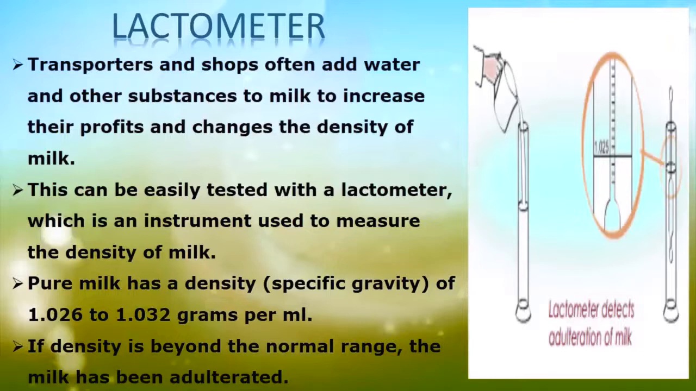Slowly lower the lactometer into the milk and just leave it. It will sink a little and then stop. Now take the lactometer reading just above the surface of the milk. The lactometer is used to detect the specific gravity of the milk. The normal range is 1.026 to 1.032 grams per ml. Beyond that level, the milk may be adulterated.